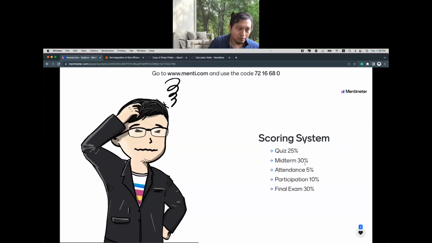So if you get a bad score in the midterm, maybe you can maximize your finals. Okay, and then if you always come to the class every day, every lecture, at least you get 50 to 60%. And the other part that can help you is the participation.